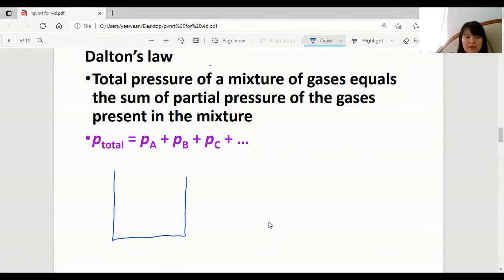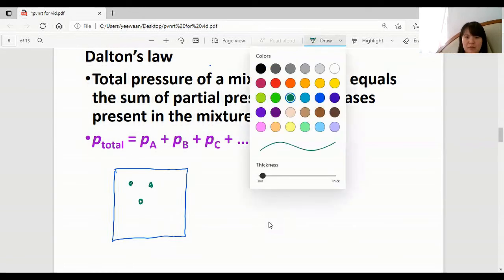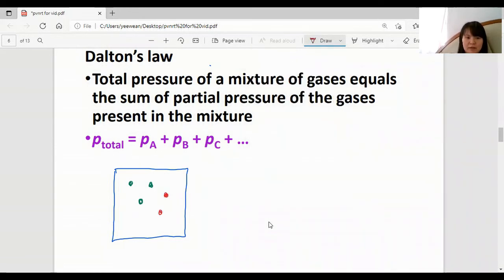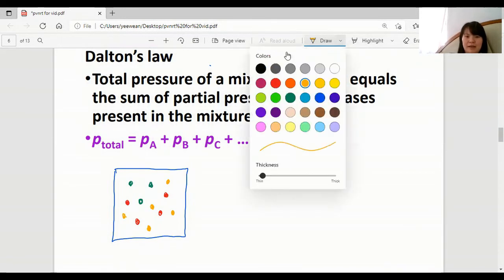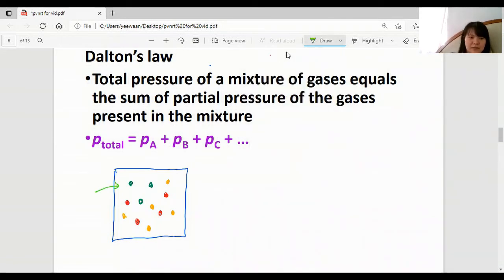If I have three gases mixed in a container, let's make one green, 1, 2, 3, and one red, 1, 2, 3, 4, and another one yellow, 1, 2, 3, 4, 5, and say in here the pressure is 2 kilopascals. The total pressure exerted by the green, the red, and the yellow will be 2 kilopascals. So what's the partial pressure of each of these gases?